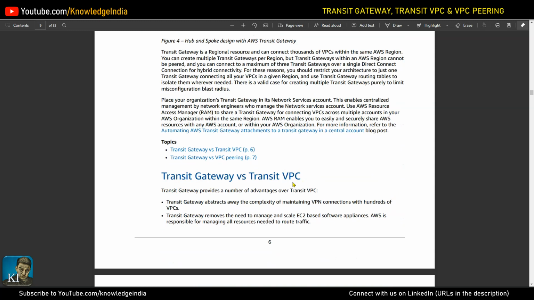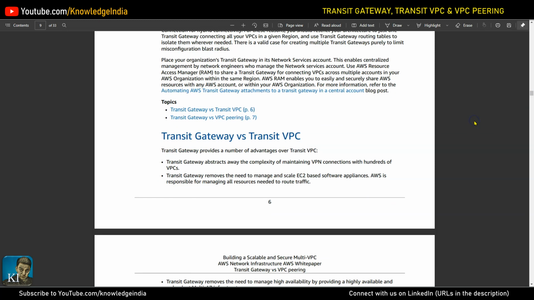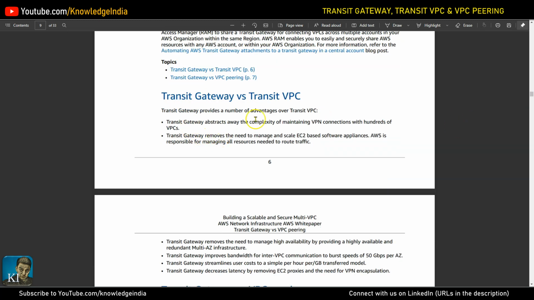Okay, now if you look at this comparison between Transit Gateway and Transit VPC, you will see the Transit Gateway surely has a number of advantages, so you should look at using this. Transit Gateway abstracts away the complexity of maintaining VPN connections, right? So that's what we were discussing. You don't have to get into creating VPN connections. Of course, with VPN connections, you always need to monitor them. You need to see if everything is okay there or not, right? Those types of things, you don't have to do that with Transit Gateway.